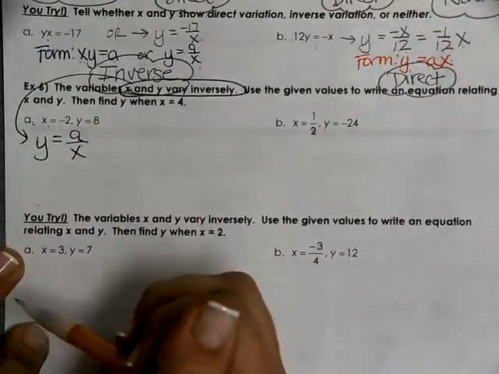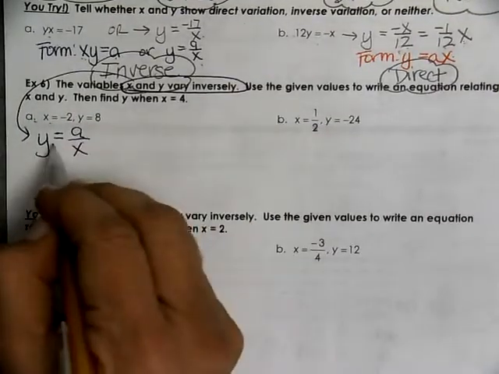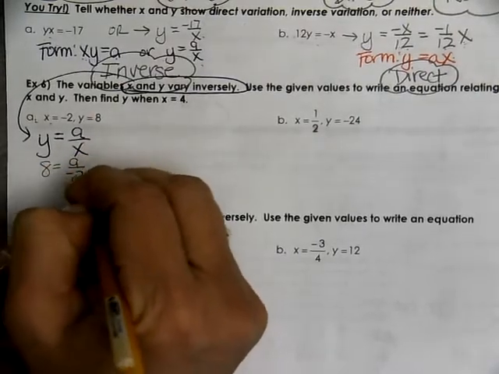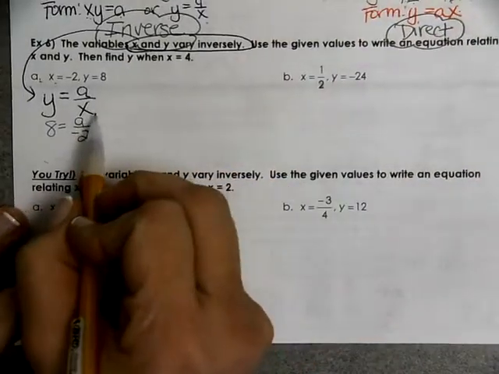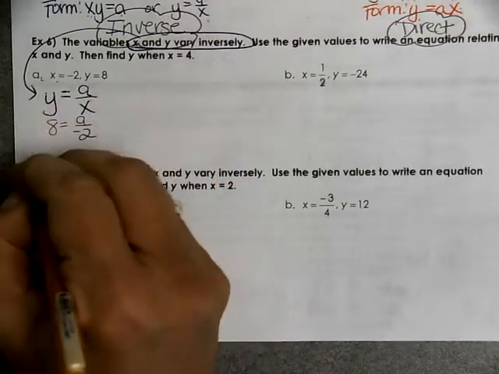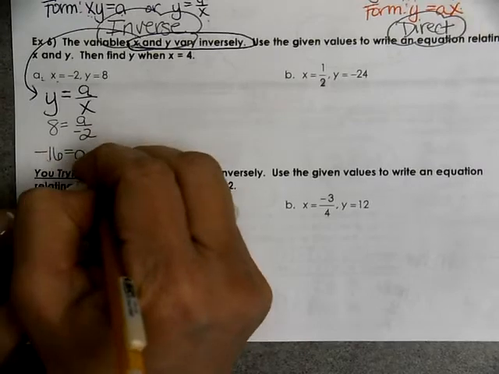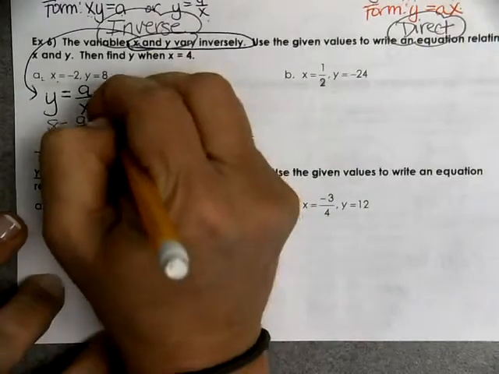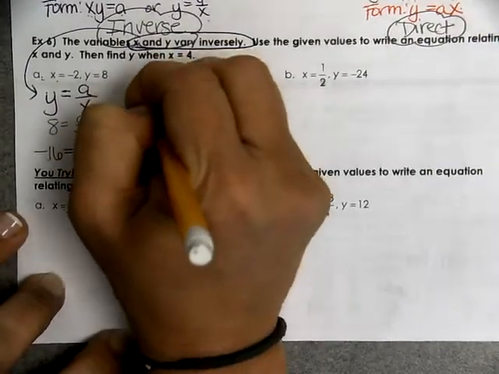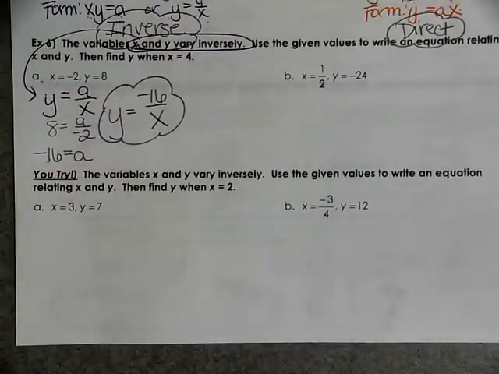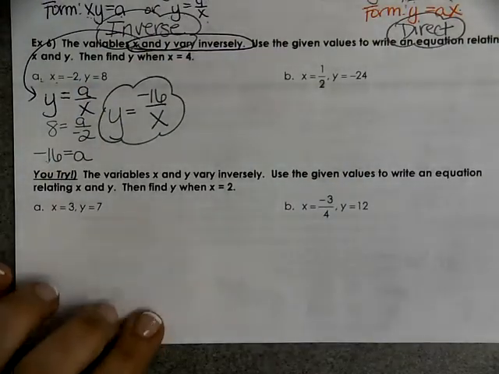So first, let's use the values to write an equation relating x and y. So in this problem, we see that y is 8 and that x is negative 2. So I'm just going to put that into that inverse variation equation. Now to solve for a, I would multiply both sides by negative 2, and I get that a is negative 16. Again, the equation that we write is going to involve x and y. So the inverse variation equation is going to be y equals negative 16 over x.